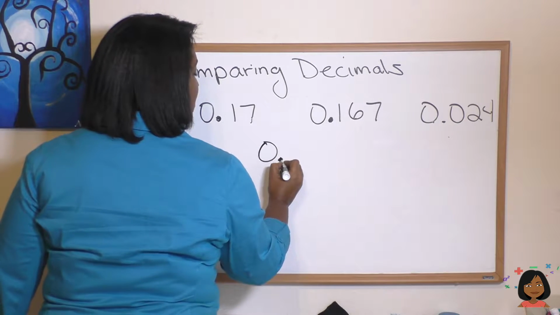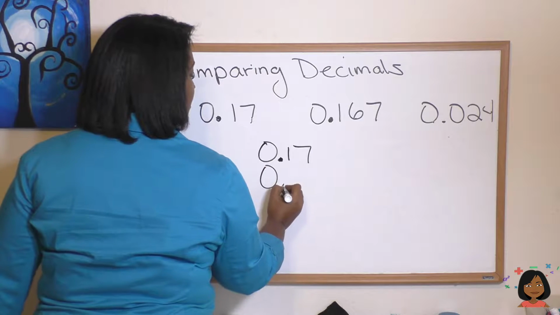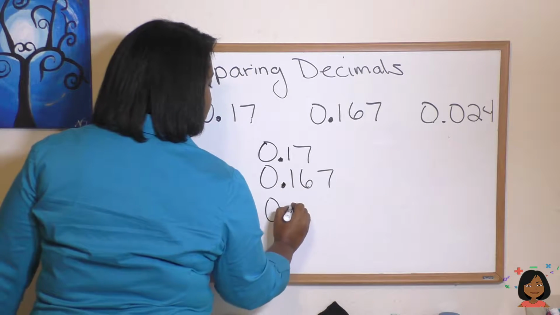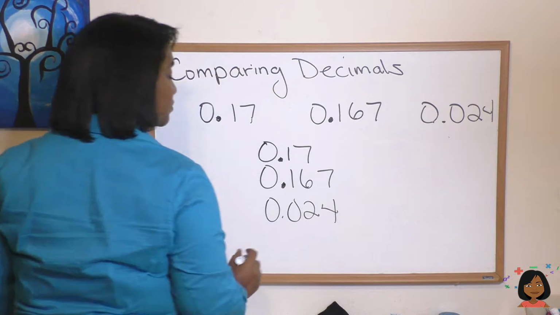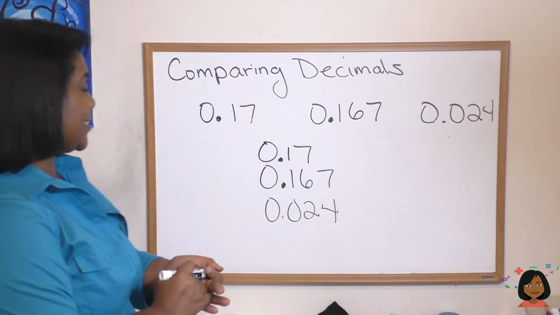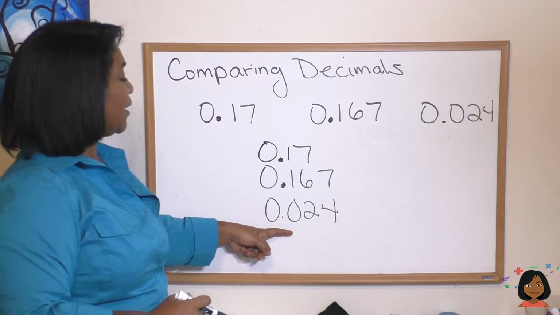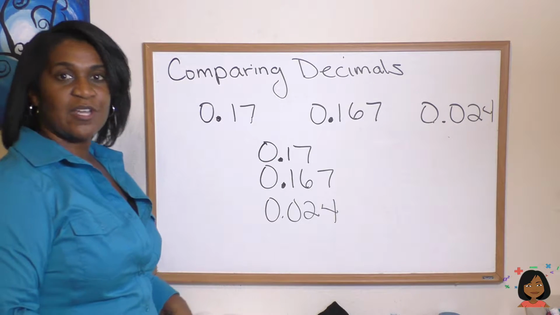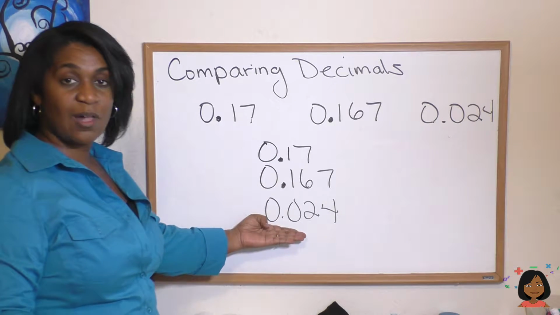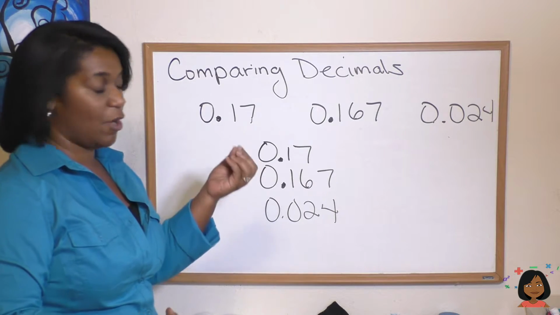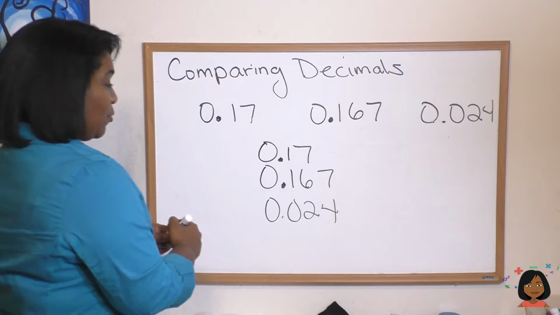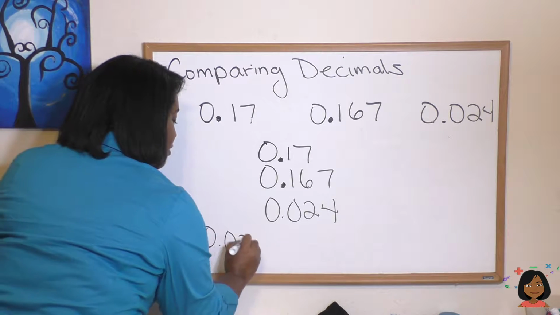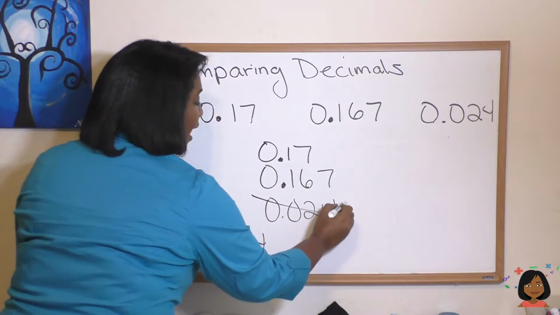So the first one is 0.17, 0.167, 0.024. Okay, so let's take a look. We start with the tenths place, and we see that there's a 0 here, and there's a 1 here and here. So we know that this is the smallest number because it starts out with a 0. It's less than the other two. So you always just start with the tenths. So we're going to put our first number 0.024. Okay, done with that one.